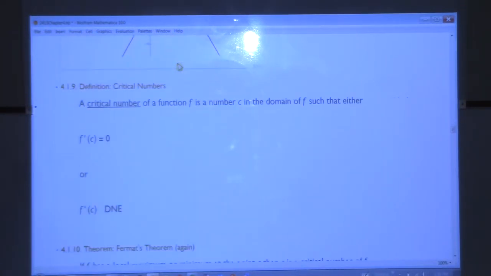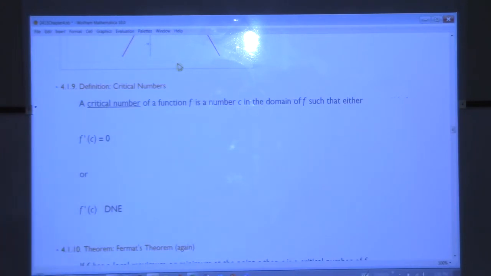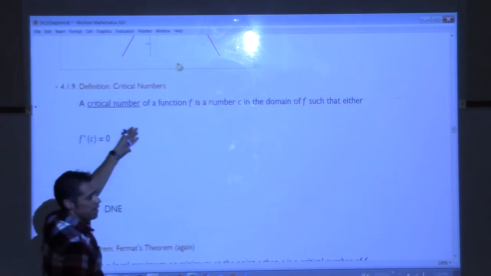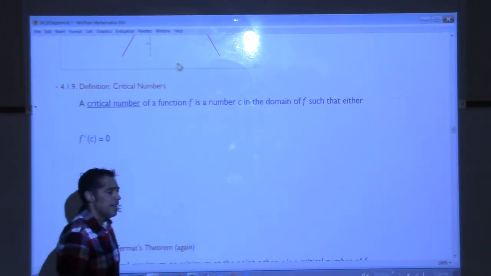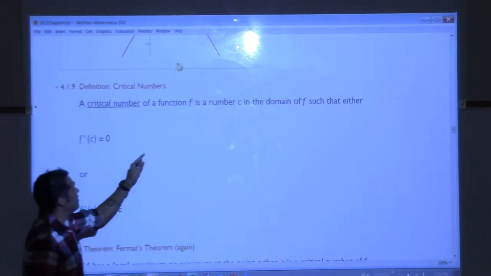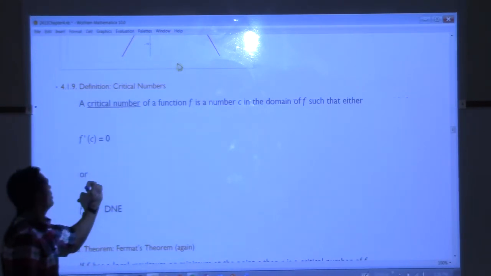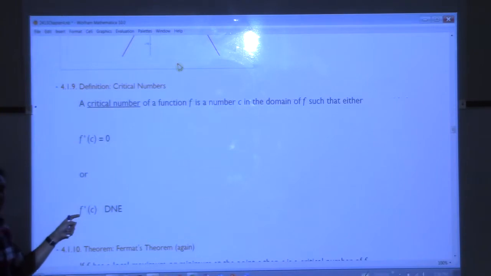So before we actually get to something useful that's going to allow us to find these things, we have to have a new definition, and it is called the critical number of a function. So if somebody hands you a function f, and they say, hey, look, I want you to tell me what the critical numbers are of that function. We are going to define the critical numbers to be any number that makes the derivative 0 or any number that makes the derivative not exist.